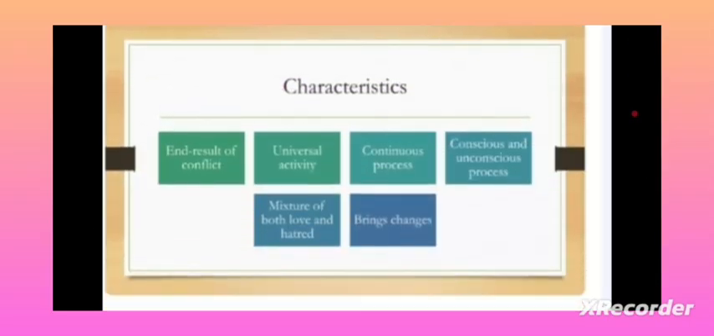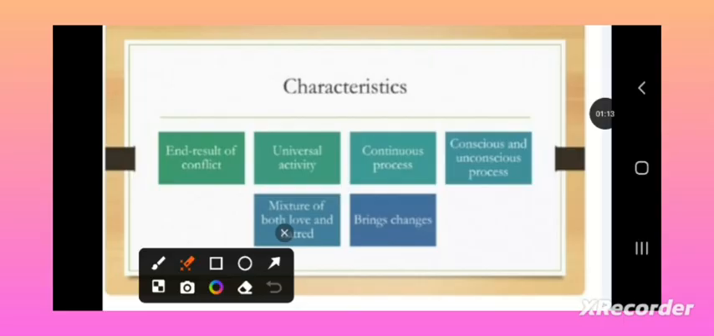The characteristics. End result of conflict. A conflict usually leads to some form of resolution or consequence for the parties involved. Universal activity. Conflict is a natural and widespread social phenomenon that occurs in all societies and groups. It's a continuous process. Conflict isn't a single event but an ongoing dynamic in social life, often leading to new conflict or adjustment.